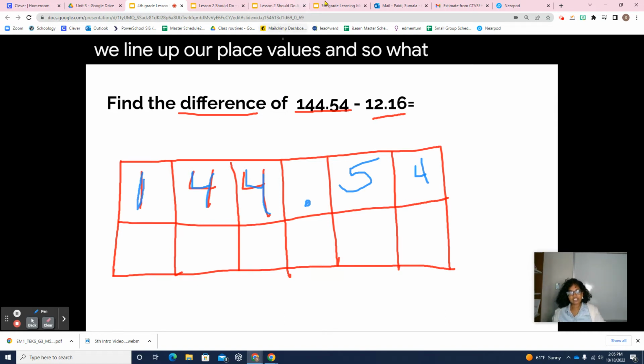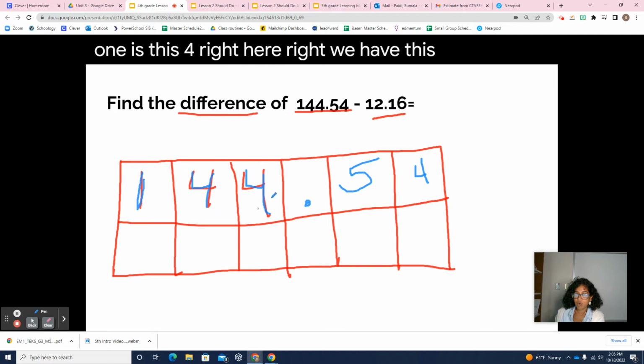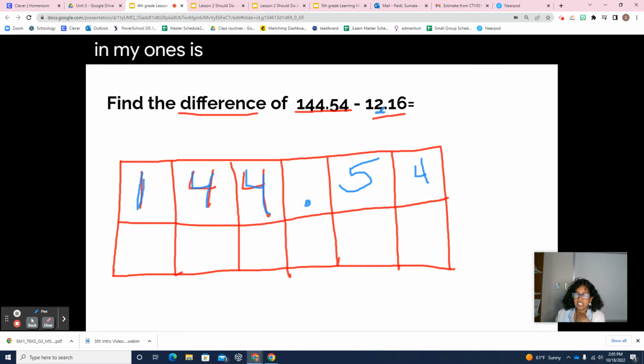What I like to do is line up my ones. In 144 and 54 hundredths, our ones digit is this 4 right here. Now I'm going to find where my ones is in 12 and 16 hundredths. The digit in my ones place is this 2, so I'm going to put down 2 here. And then I'm going to put 1 in the tens place, line up my decimal, and then do 16. And I am subtracting, so I'm going to put a minus sign right here.